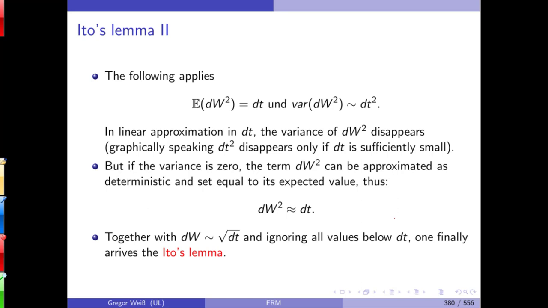So, dt squared, in linear approximation: if dt is very small and we square it, it will be even smaller and close to zero. So let's just assume that this is zero. If something has a variance of zero, it is no longer random. It is deterministic.